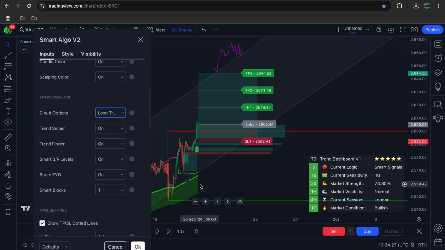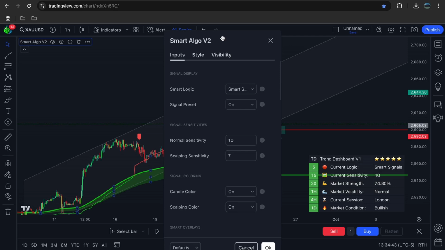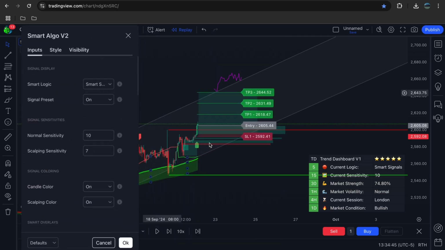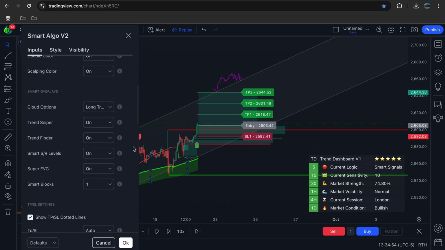Next, add the trend finder to your chart. This tool identifies key trend lines that confirm whether the market is forming higher highs and higher lows, an uptrend, or lower highs and lower lows, a downtrend. For example, if the Smart Cloud is green and the trend finder is showing an upward trend, this strengthens your confirmation for a buy trade. These two features work hand in hand to filter out low probability setups and help you align with the trend.